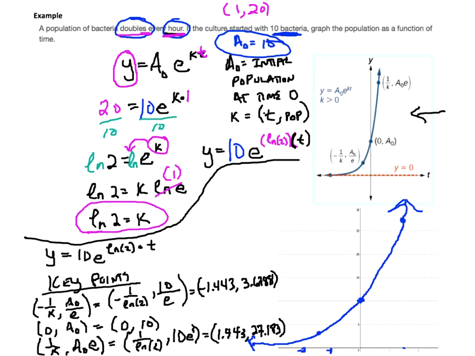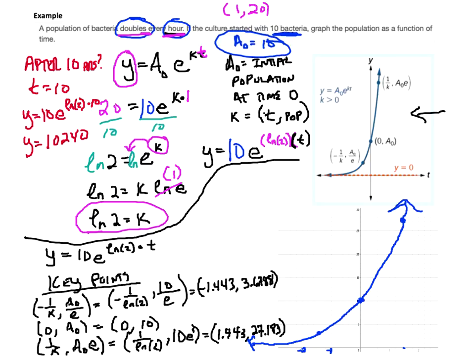But that's it. So now we could ask questions like, well, how big would the population be after 10 hours? And all we have to do is plug in a t of 10 and solve. So that would look like y equals 10 times e to the ln of 2 times 10. And when you put that into your calculator, you get 10,240, or approximately 10,240 bacteria after 10 hours of growth. So that's how it can be useful to you.